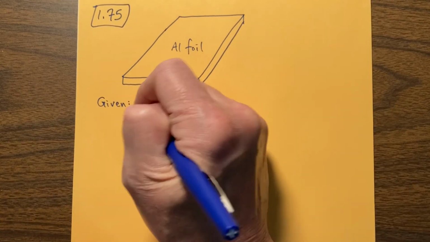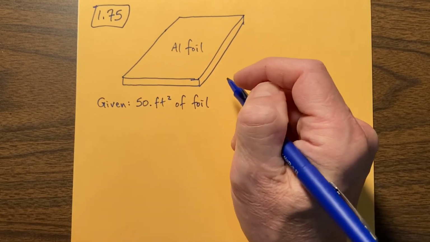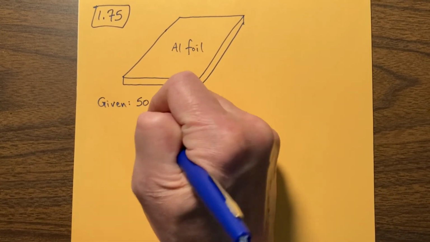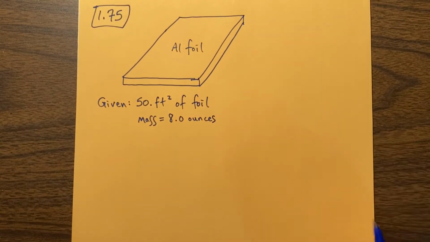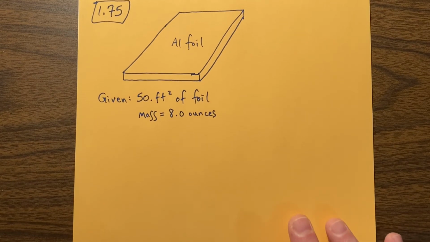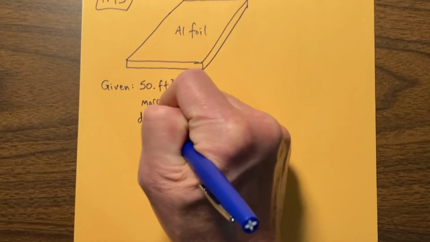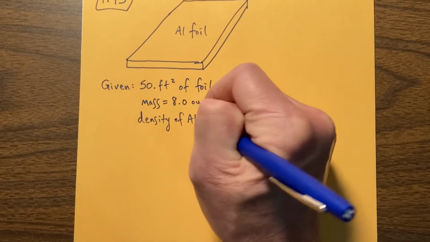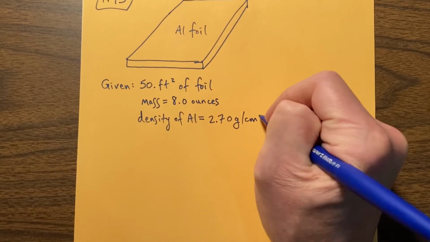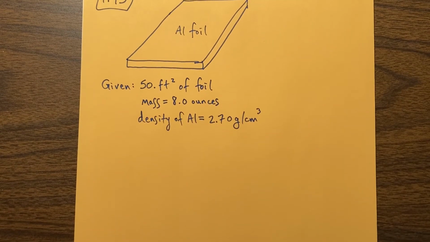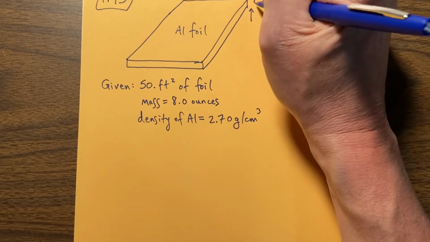You know that there are 50 square feet of foil in the box, and the mass of the foil is 8 ounces. Notice they're not giving us nice, neat metric units. They're giving us units that we are all familiar with. And the density of aluminum, symbol Al, is equal to 2.70 grams per cubic centimeter. What's the thickness? So here's the question. What is this answer? What is that dimension?